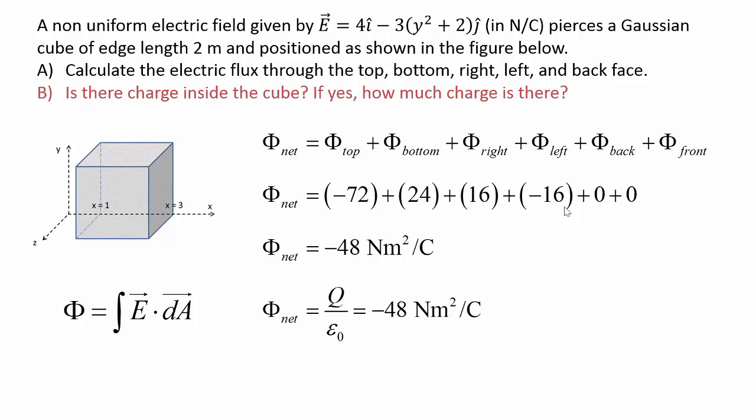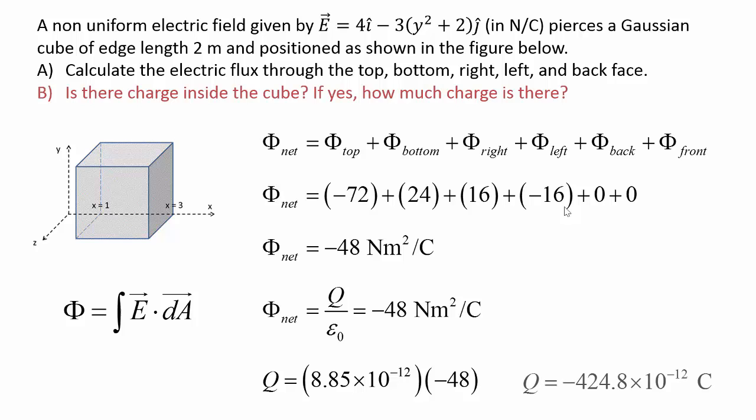From Gauss's law, the net flux equals the charge enclosed in this cube divided by epsilon 0, and it is minus 48 newtons meter squared per coulomb. From there, we get that the charge will be equal to epsilon 0, which is 8.85 times 10 to minus 12, multiplied by the net flux, which is minus 48, and we get a value of minus 424.8 times 10 to minus 12 coulombs. This is the amount of charge that is enclosed in this Gaussian cube.